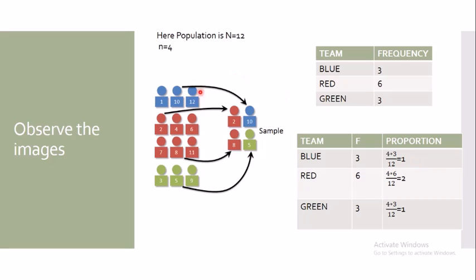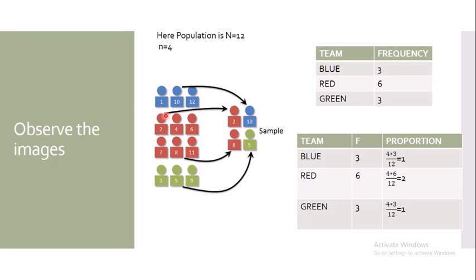Now I can take one unit from this blue team. Here I'm going to apply a lottery method. I write all the names, that is 1, 10 and 12, on 3 chits. I put them in a bowl and shuffle. I take one chit, and I got 10, and that unit or that person is selected in my sample.